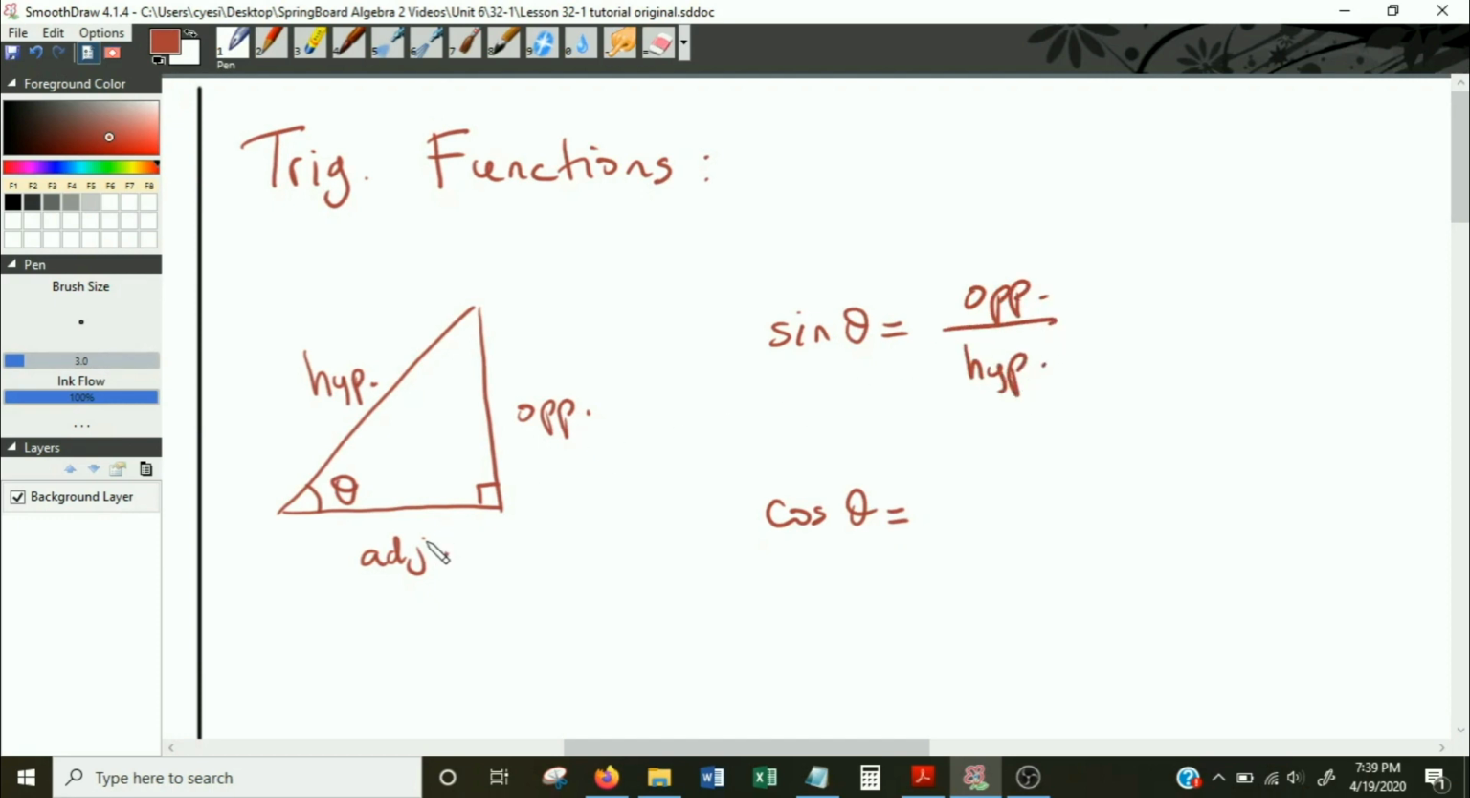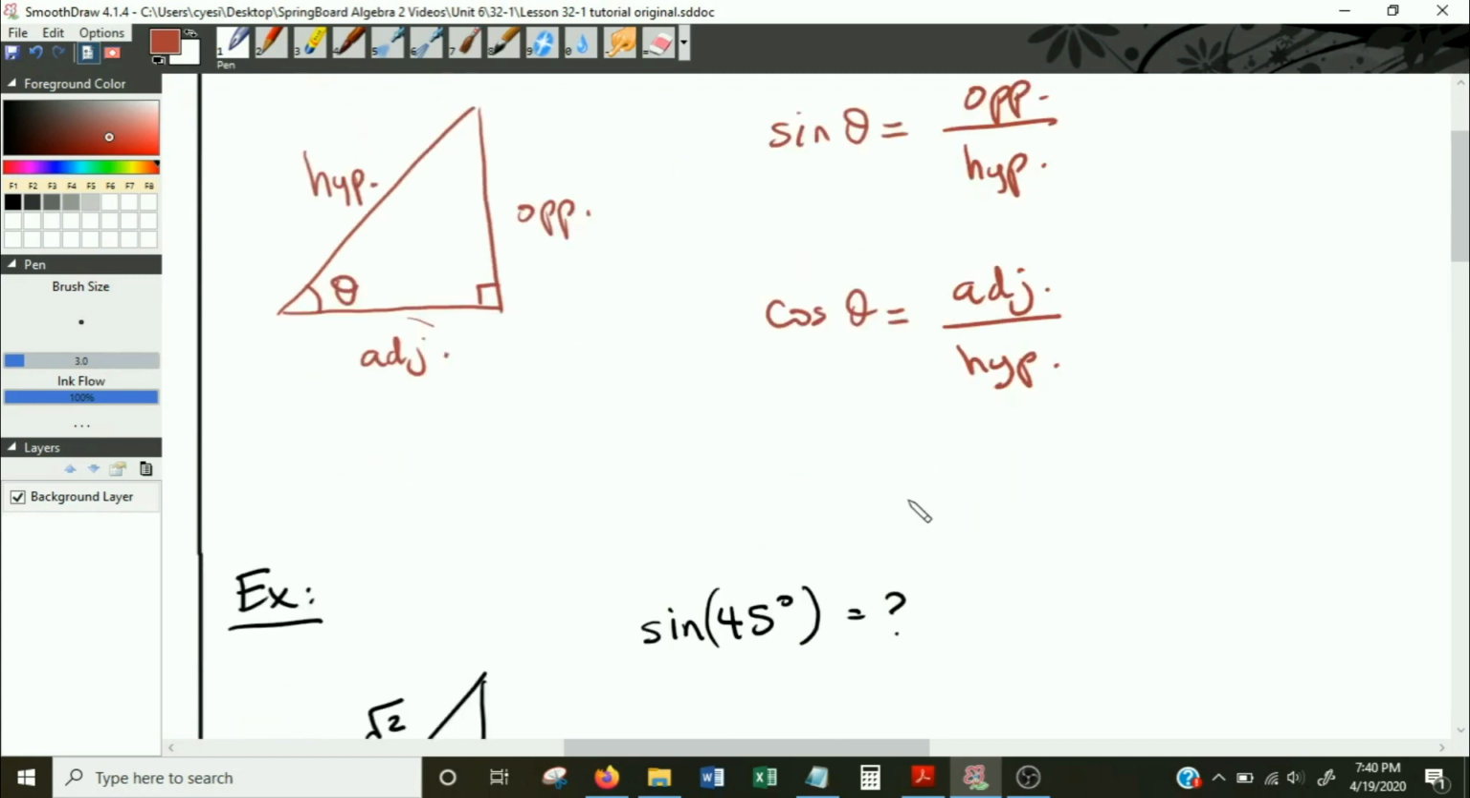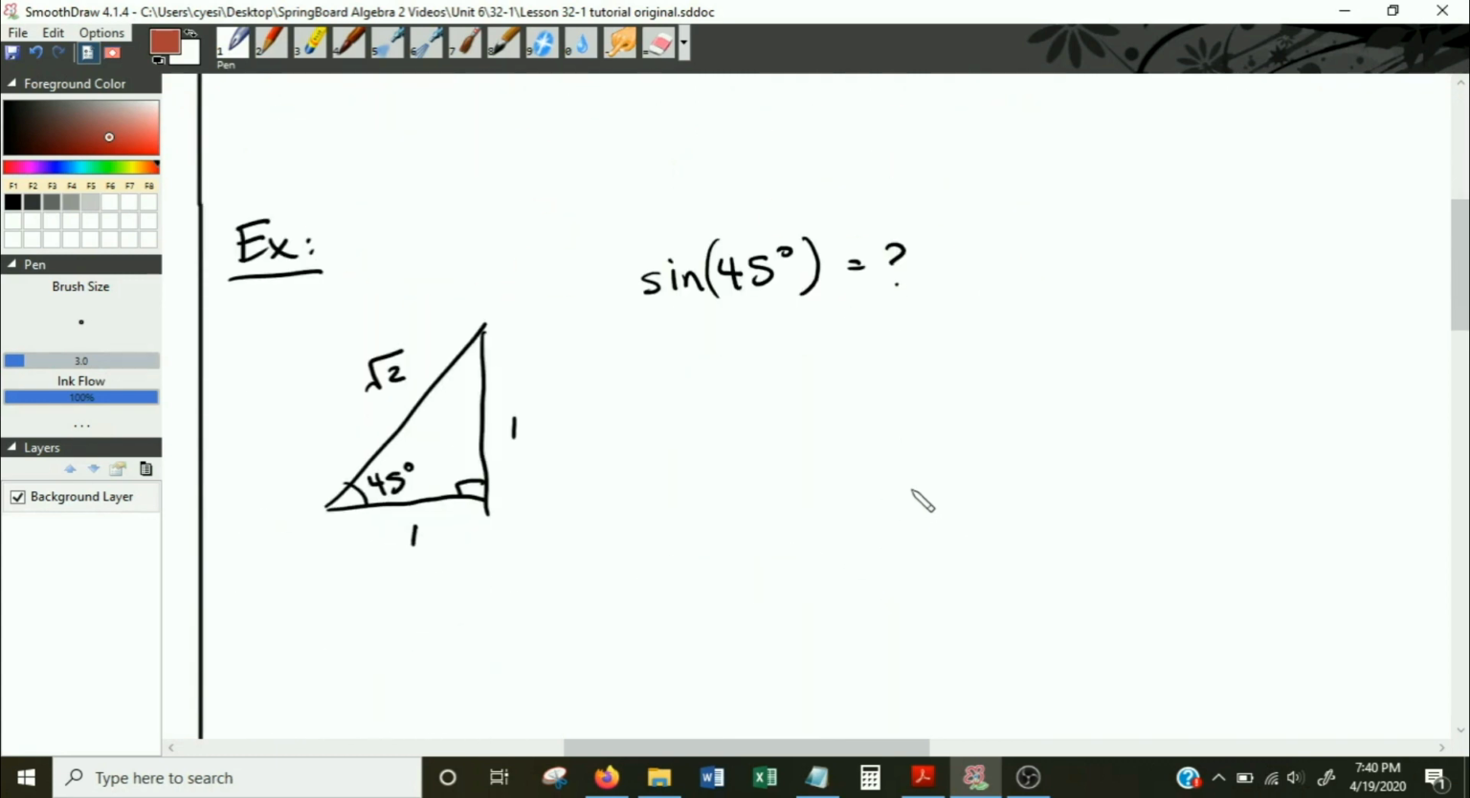And cosine of theta will be the adjacent over the hypotenuse. So I'm going to write that right there. And we're going to use this in the next example. So let's say I have a triangle like this. I gave you this triangle. The question is, what is sine of 45?